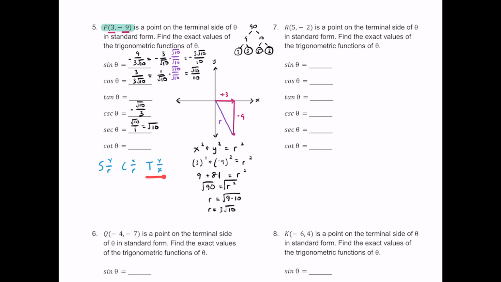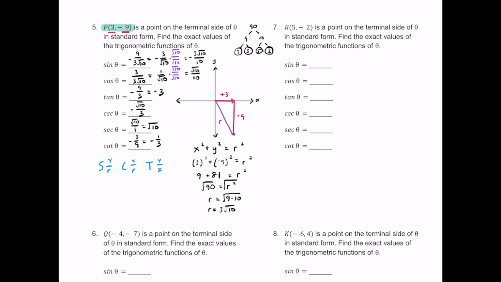Finally, for this last ratio for tangent, it's going to be this y over x. So tangent is going to be y, which is -9, over x, which is +3. And so y over x, that's -9 over +3, which is just -3 over 1, or just -3. And then if we simplify that, what is that going to be? Well, for cotangent, that's going to be -1/3, which is the reciprocal of -3.